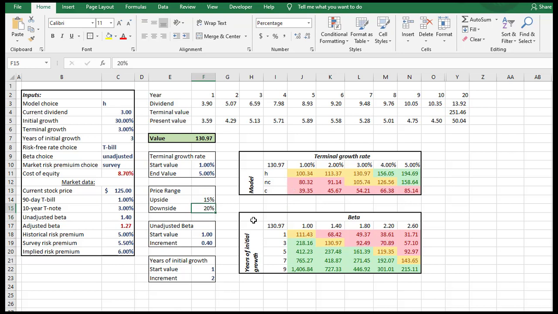So red, I sell it because it's way below, it's 20% below what I value it, or I should say it this way, I value it 20% below what it's selling for. Green, I definitely buy it because I value it at 15% more than what it's selling for. Anywhere in the yellow, I don't do anything.